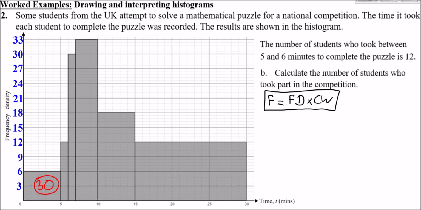This one, which we were told earlier, represents 12 students, because we're told between 5 and 6 it represents 12 students. So this one's 12 students. The bar next to it, the other thin bar, frequency is frequency density multiplied by class width. This is 6 and that's 7. So again, it's got a width of 1. So 1 multiplied by 30. This one's going to be 30 as well.